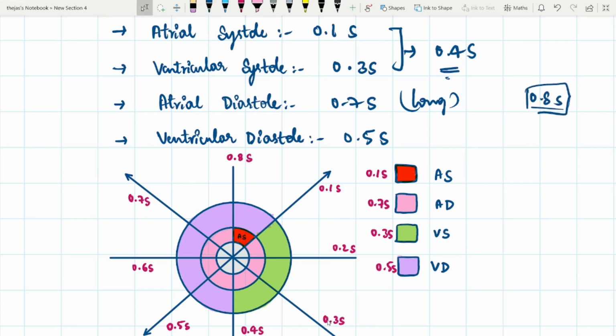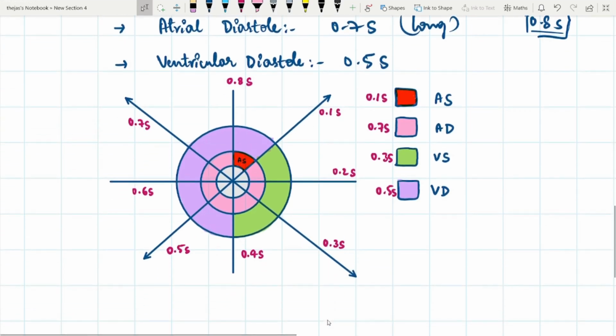It's not like that, because some of the phases, atrial systole, ventricular systole, and diastole, all overlap. You can see this diagram, you can see the overlapping. Now see the red shaded portion. The red shaded portion is atrial systole.